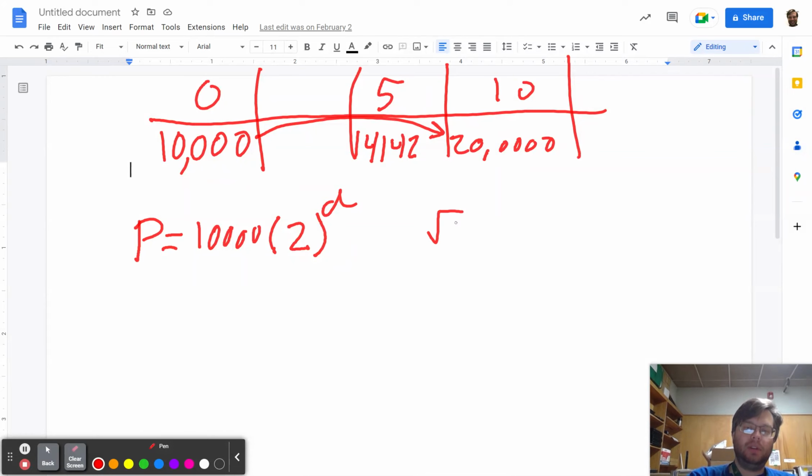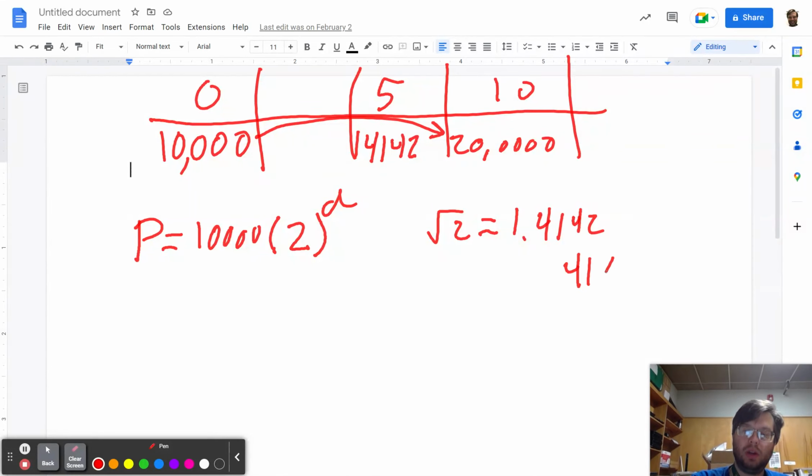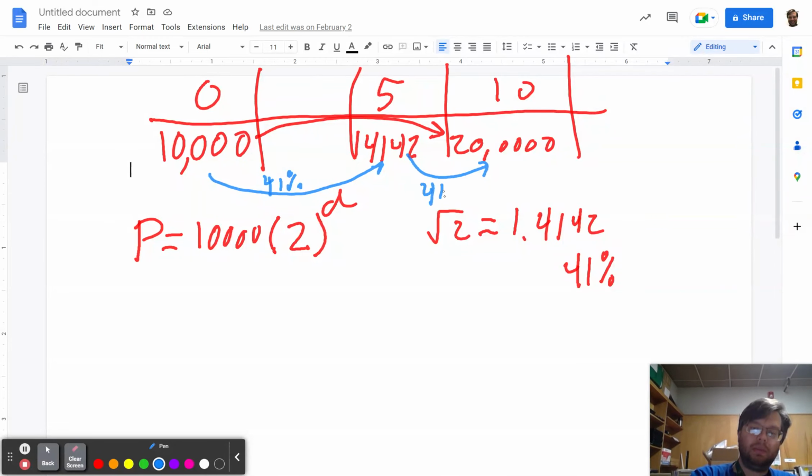Okay? Square root of 2 is about 1.4142. What that means is that in 5 years, there was a 41% increase. This from right here, from 10,000 up to 14,000, is a 41% increase. And from here up to here is another 41% increase. But the second 41% increase is worth more than the first 41% increase. It's almost 60% of the growth that happens in the second half of the decade.